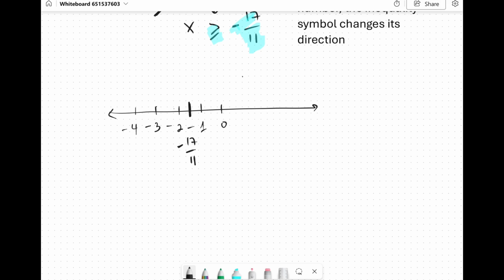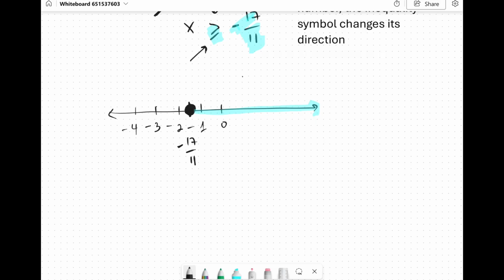So I'm just going to put it somewhere close to -1.5, and that is your -17/11. It needs a circle. This circle will be filled because the symbol has the equal to. So I'm going to go ahead and put that filled circle on my -17/11. And then finally, the shading will be to the right because the numbers are all bigger than -17/11. This is the graph, the picture.